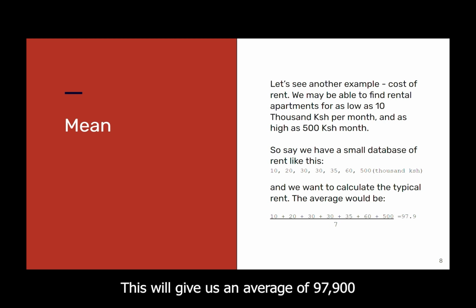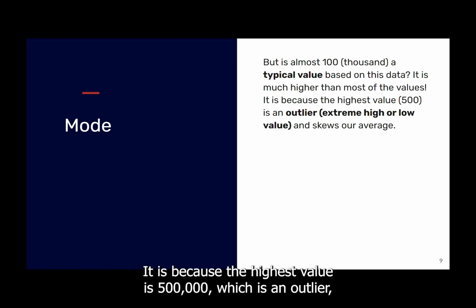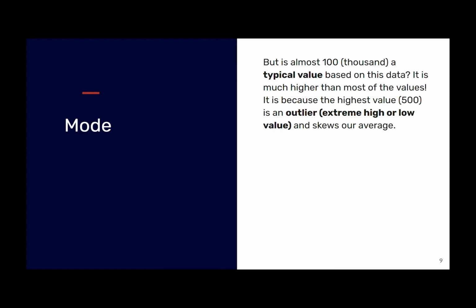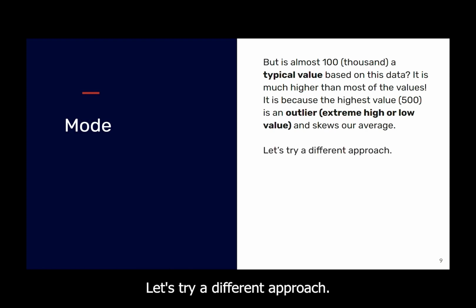This will give us an average of 97,900 as the average rent for these apartments. But it is almost 100,000. Is 97,900 a typical value based on this data? It is much higher than most of the values. It is because the highest value is 500,000, which is an outlier, meaning an extreme high or low value, and it skews our average. Let's try a different approach.